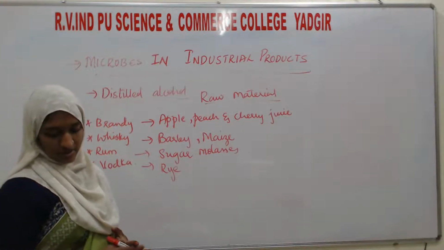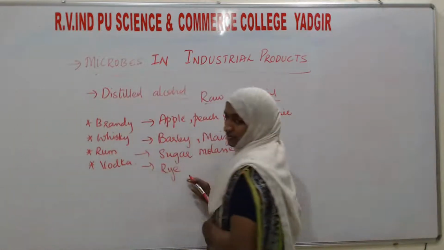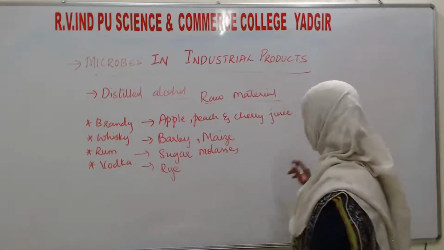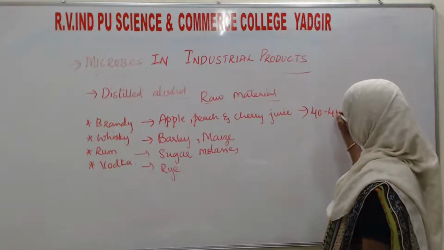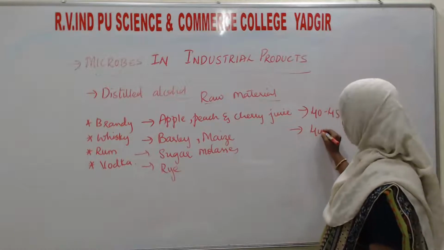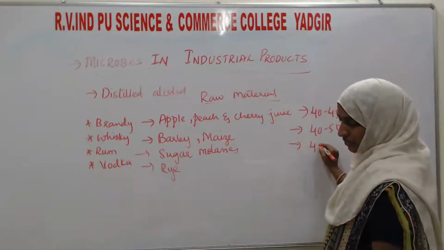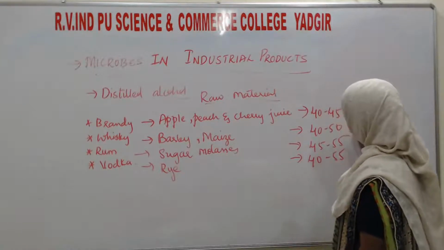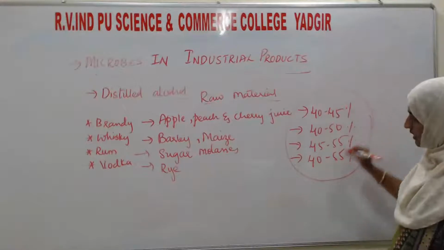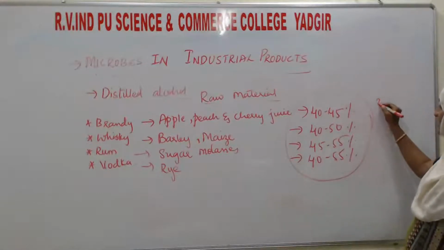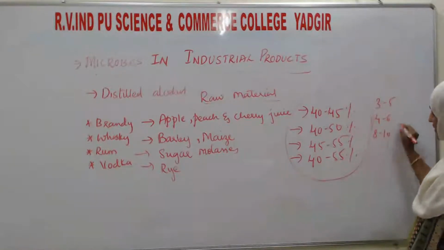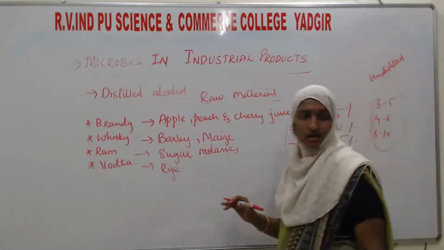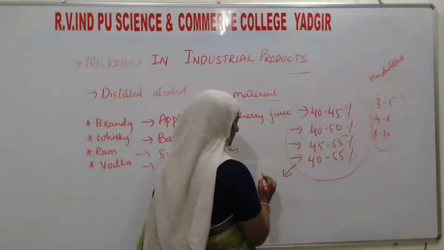Then what is the percentage of alcohol in the production of these particular products? It is 40 to 45 in brandy. Then in whiskey it is 40 to 50. Then in rum it is 45 to 55. Then in vodka it is 40 to 55. You can see in the undistilled form, the percentage is 3 to 5, 4 to 6, last 8 to 10. This is the percentage of undistilled alcohol. But in the distilled alcohol, the percentage of alcohol is more.